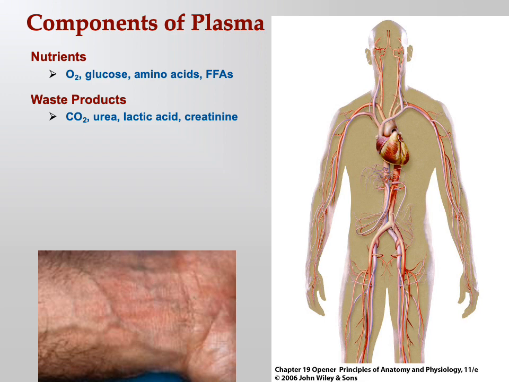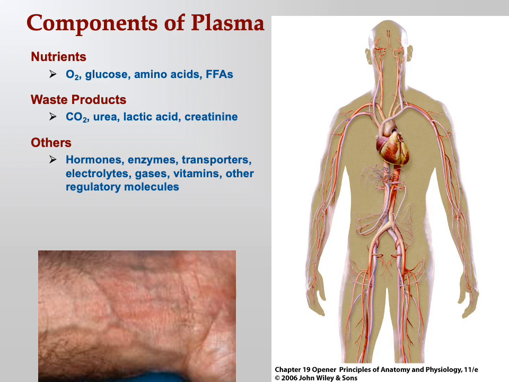And then creatinine. In Bio 201, you learned about creatine. Remember, creatine was able to take a phosphate from a creatine phosphate and stick it onto an ADP in order to make an ATP. So what happens when creatine breaks down, it becomes creatinine. Creatinine is a waste product in the blood that also turns out to be a great marker for various kinds of dysfunction. So we need to know those 4. CO2, urea, lactic acid, creatinine, and you should know where they come from as well.